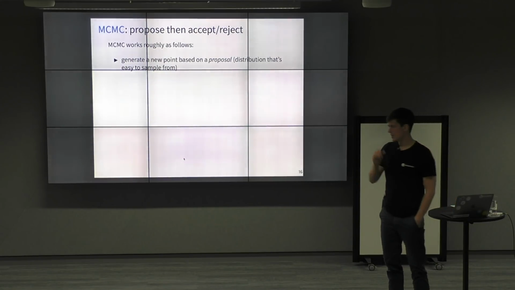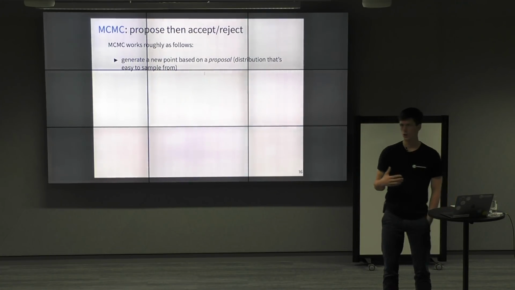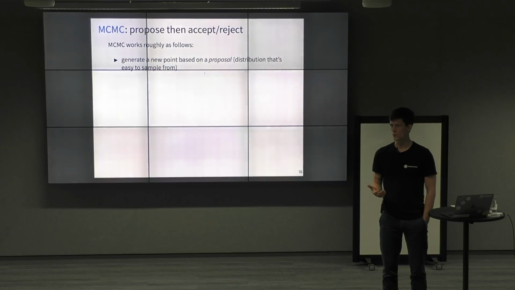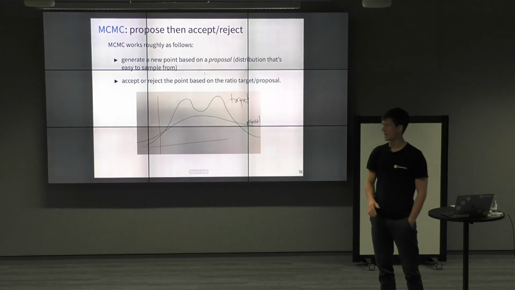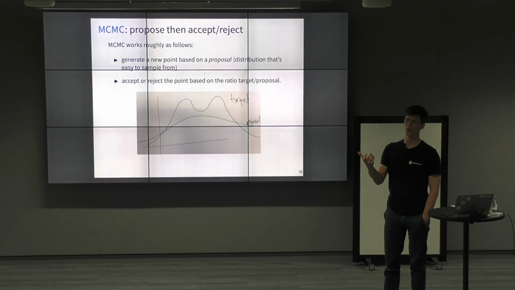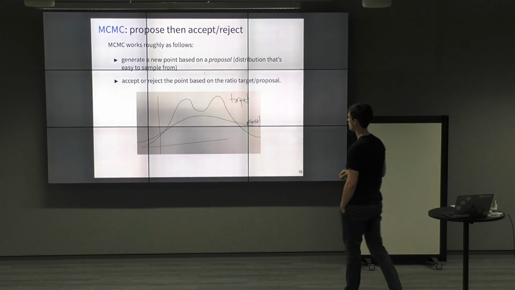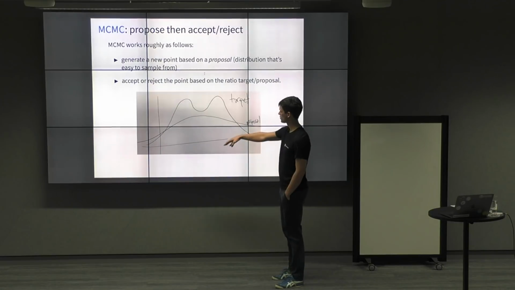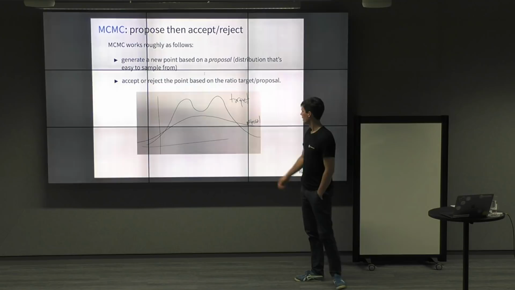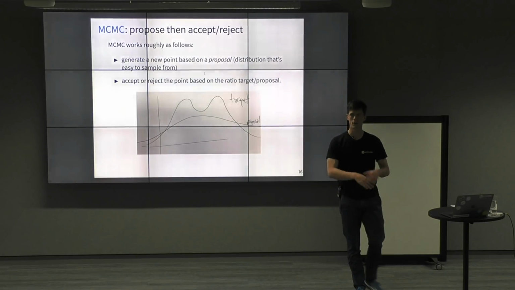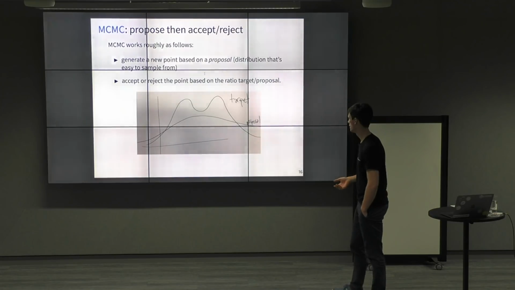So MCMC is just one specific way of doing this. You generate points based on a proposal. So that's a distribution that is easy to sample from. And then you accept or reject based on the ratio of the target to the proposal at that specific point you generated. So let's see here, I've got a target which is this weird bimodal distribution. And as a proposal, I use a pretty wide Gaussian. That's easy to sample from. I can sample from a Gaussian, no problem, right?